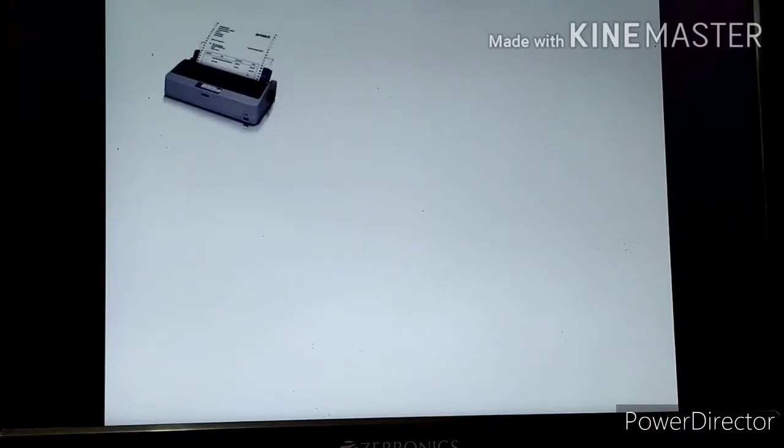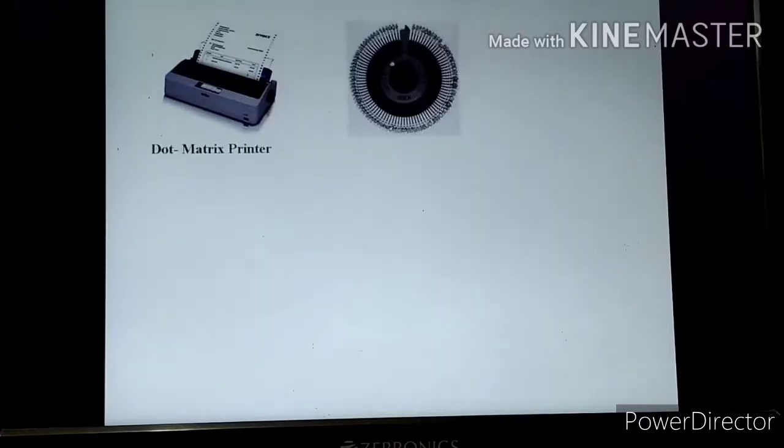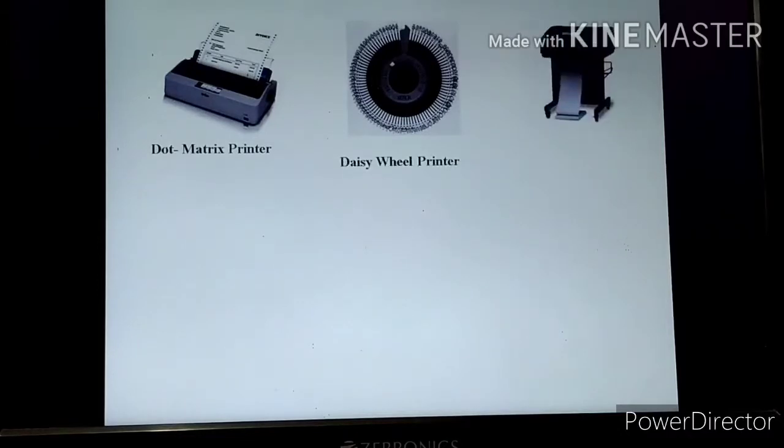It is a dot matrix printer. It is used, you can see it at the railway station. It is used to print the reservation ticket, right? Dot matrix printer. It is a daisy wheel printer. This is a line printer.